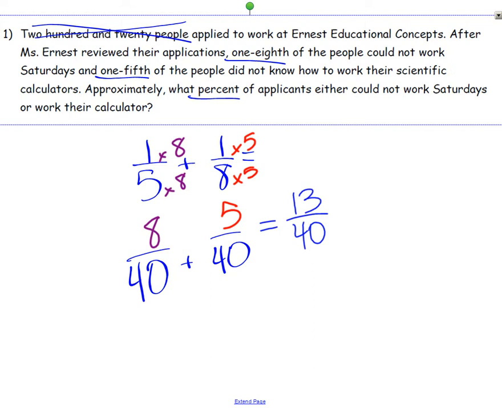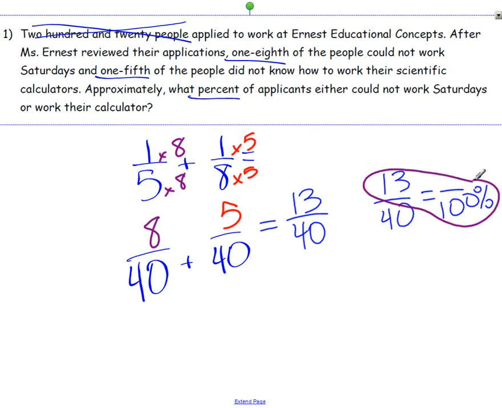Okay? Two ways we can do it from here, because we want this as a percent. We could either turn this into a decimal by dividing and then moving the decimal point 2 places, or we can think if it's 13 out of 40, what is that out of 100%? So we can cross multiply and divide. So 13 times 100 is 1300 divided by 40.